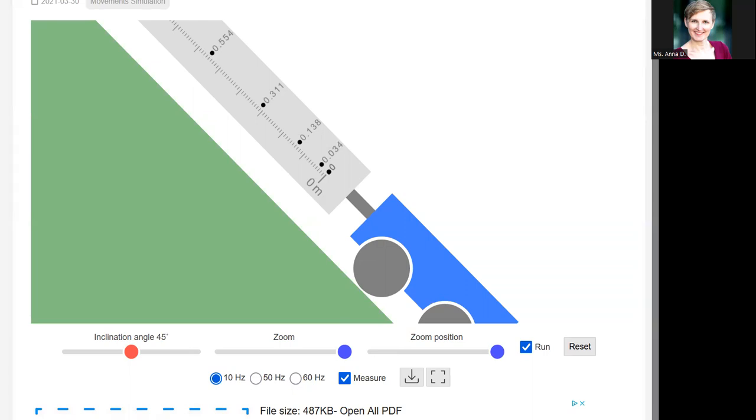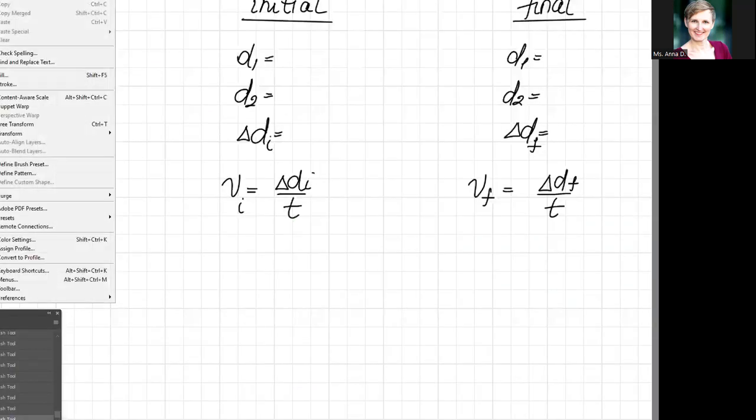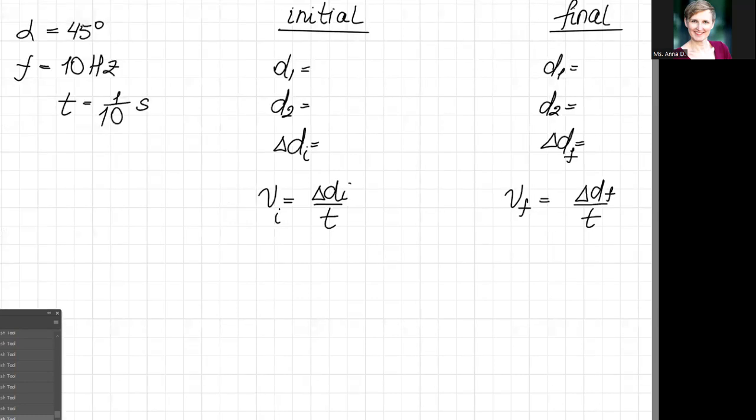The setup that I created is right here. My angle alpha is at 45 degrees. My frequency is at 10 Hertz. That means that the time is 1/10 of a second. So I want to calculate initial and final position, displacement, velocity, and then I will go for acceleration.